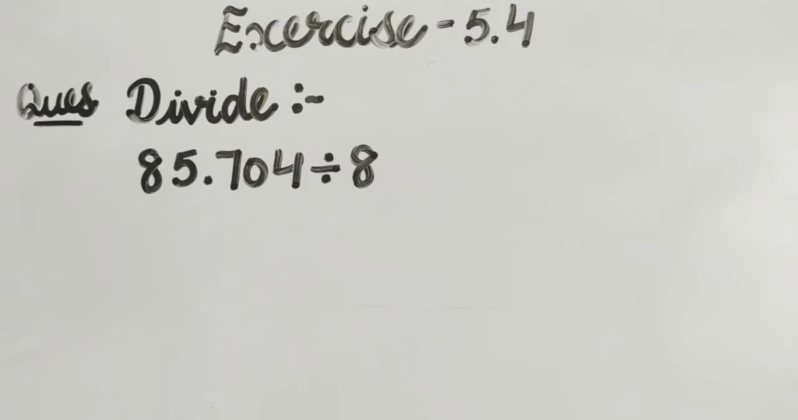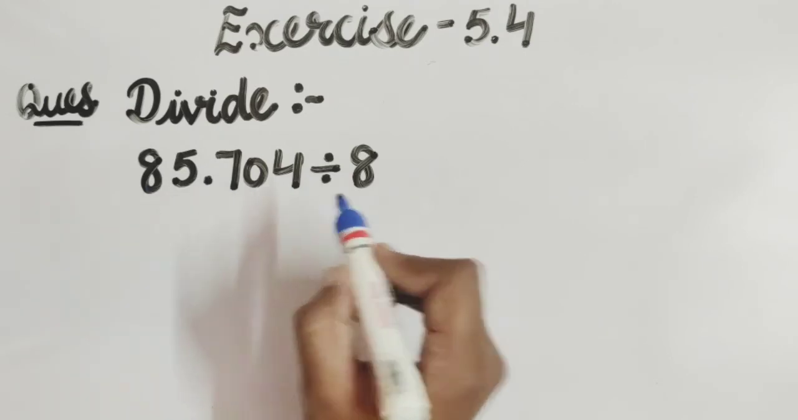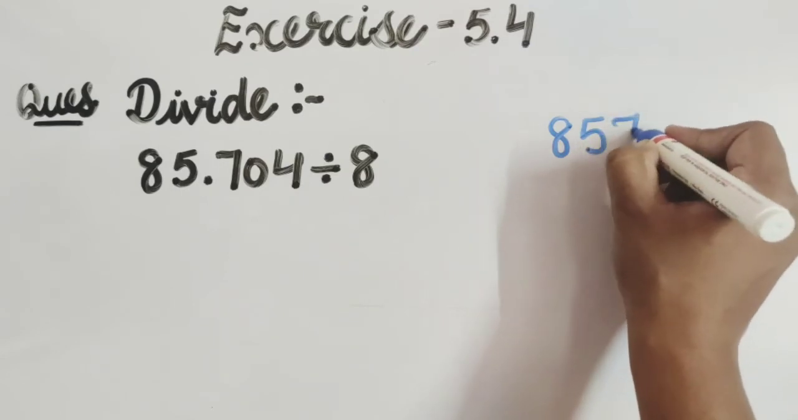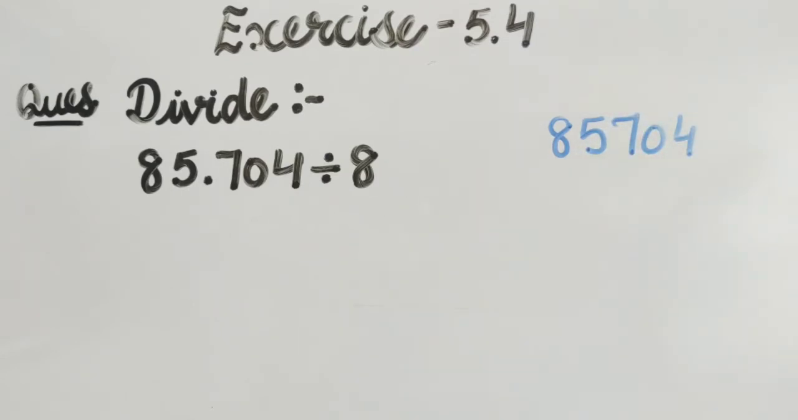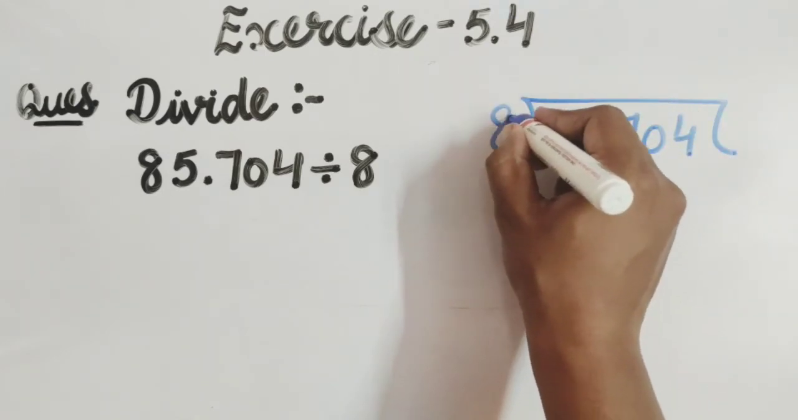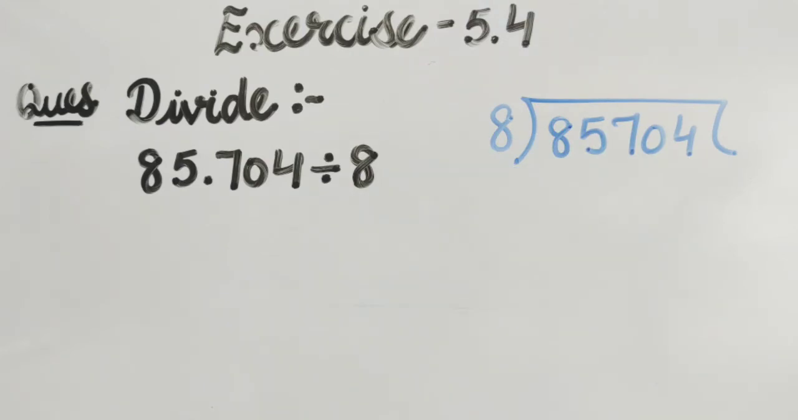Now students, we will understand the division of decimals. In the same way as we have done the multiplication of decimals, we will do the division of decimals. First step is we have to ignore the decimal. After ignoring the decimal, our number will be 85,704. 85,704 divided by 8. Students, we have to ignore the decimal and we have to find the answer after dividing, or we have to find the quotient.